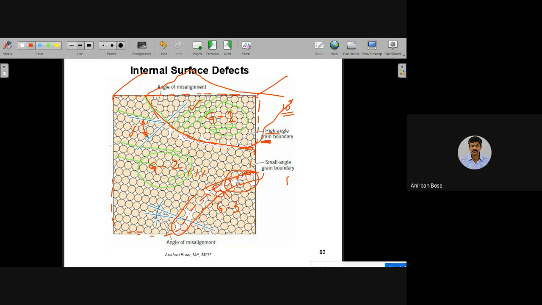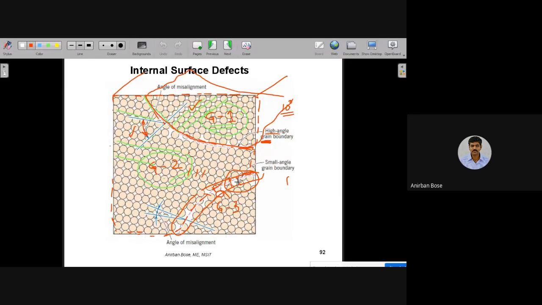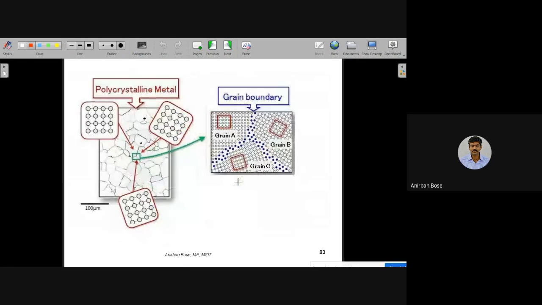But generally, when we say it is a grain boundary, we mean a high angle boundary. But low angle boundaries are also very common, and these are formed in two ways. One is tilt, another one is twist. Okay, but before that, here is some more view of the polycrystalline material.